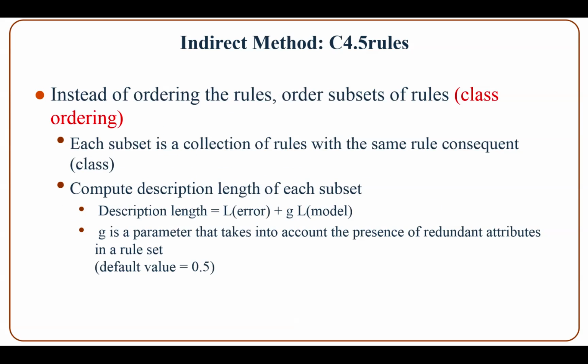After generating the rule set, C5.0 rules uses the class-based ordering scheme to order the extracted rules. Rules predicting the same class are grouped together into the same subset. Then the description length of each subset is computed. The class that has the smallest description length is given the highest priority.